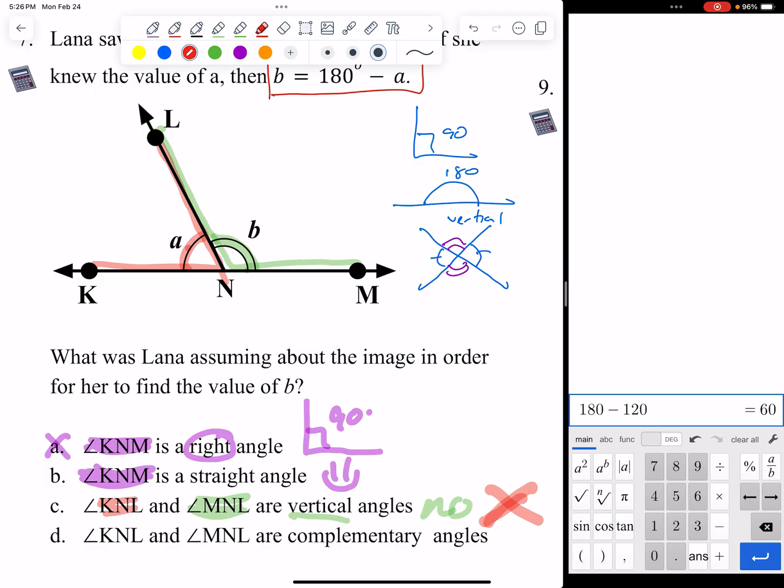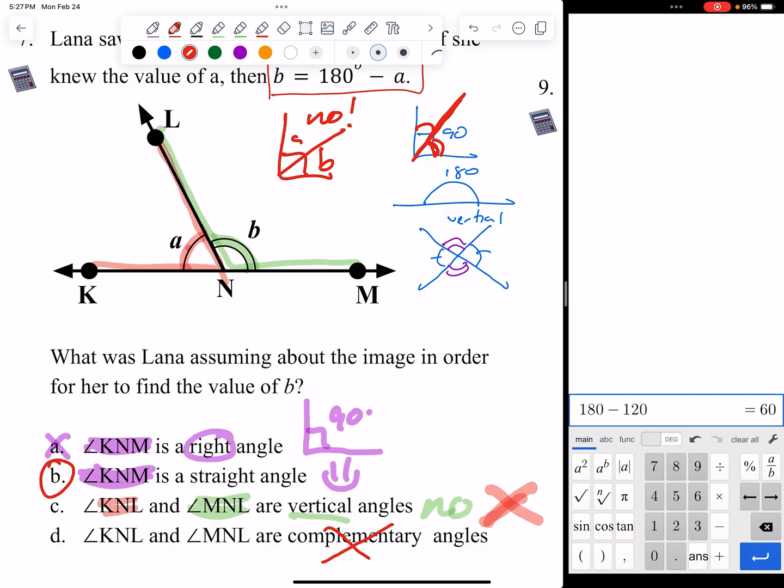And then the other one is complementary. So complementary angles have to do with 90 degrees. So if I were to split the 90 degrees into two angles, one angle plus that angle, together they would make 90. Do these two angles make 90 degrees? Does it look like this? Does this look like B and A? No. So that is also false. So in other words, the only answer it could be is B.